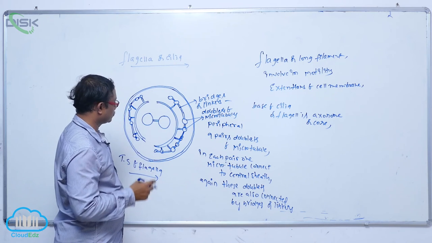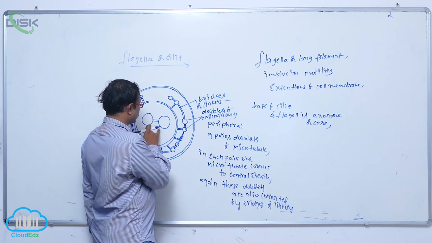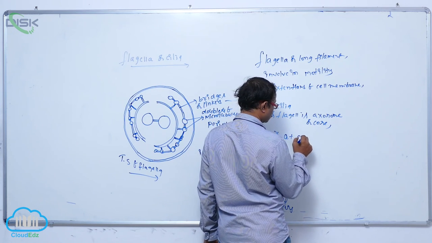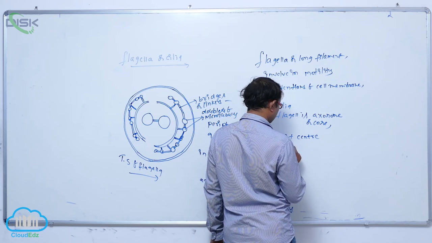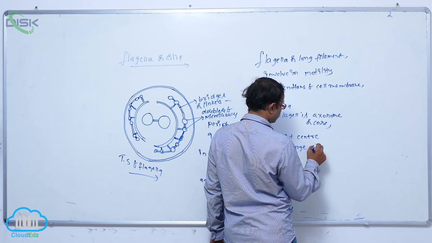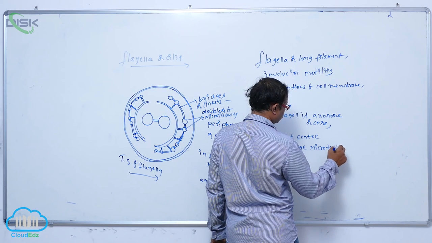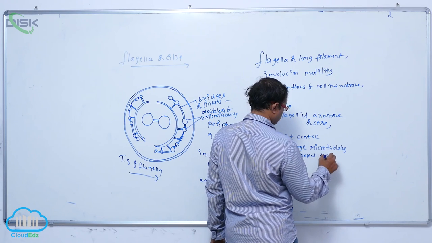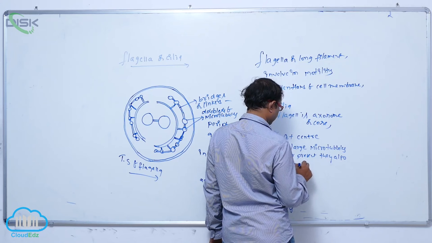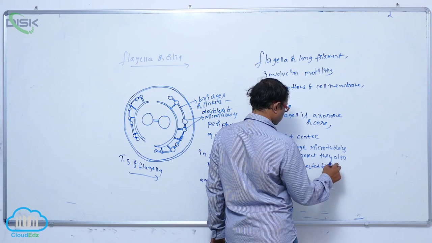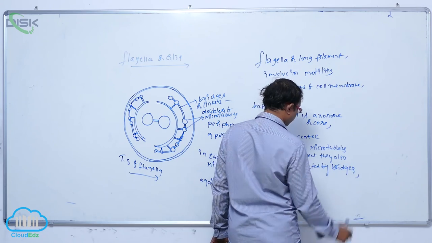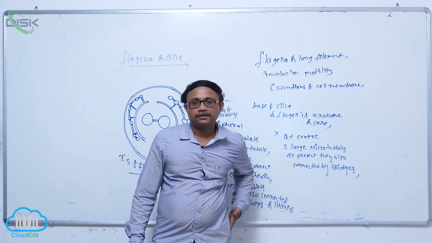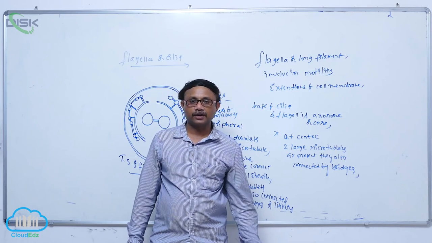After that, at the center, two large microtubules are present. They are also connected by bridges. The basal body of this flagella or cilia is formed from centriole-like structures.